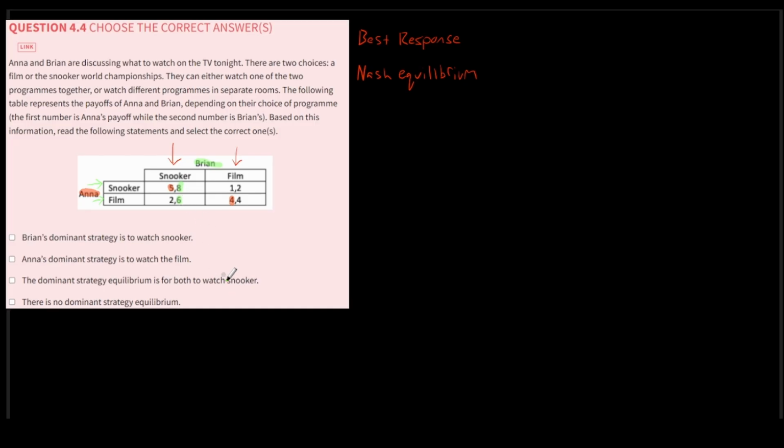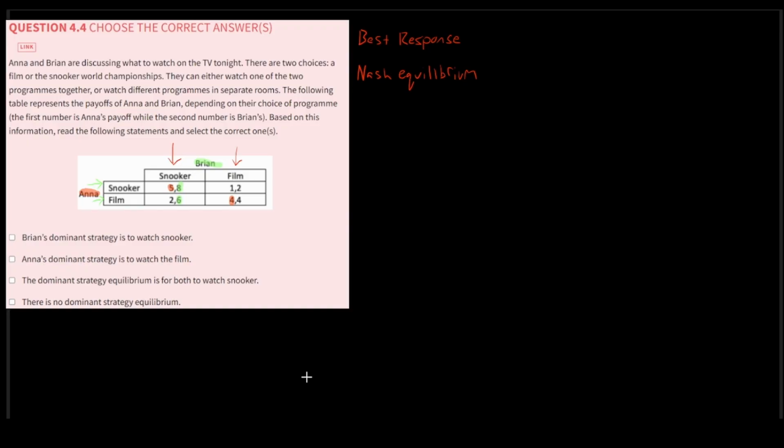Better payoff. In this case, what we see is that Brian, irrespective of what Anna chooses, Brian is always picking snooker. So we would say that Brian does have a dominant strategy. Brian's dominant strategy is to always watch snooker. So Brian has a dominant strategy of snooker. And look at this right here. We have overlapping best responses. That is both of the best responses in the same cell. And that is at the outcome, snooker, snooker.